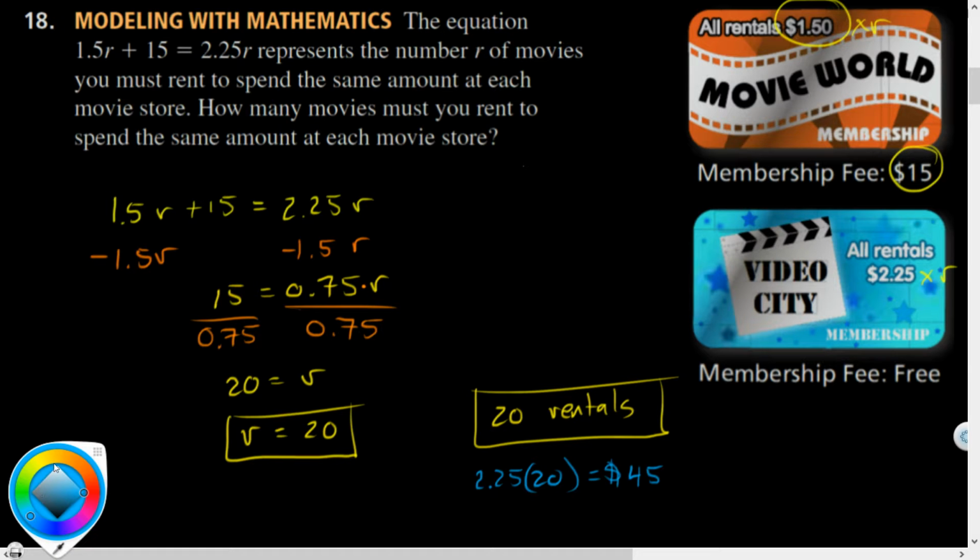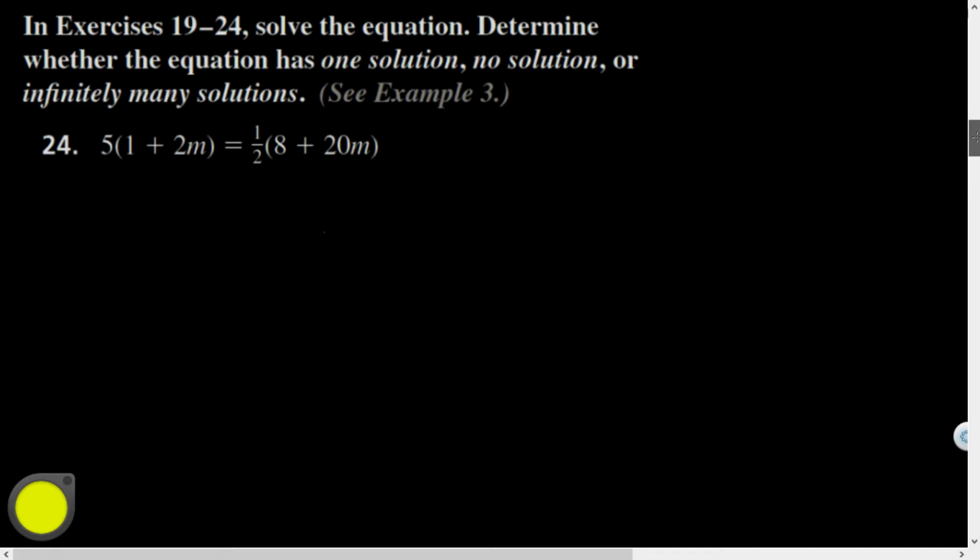All right, let's keep moving. Did you know that some problems can never be solved? And some problems are impossible to not solve. They just have infinitely many solutions. That's what we were analyzing here. I chose the weird one with fractions, but let's see what I did for 24.